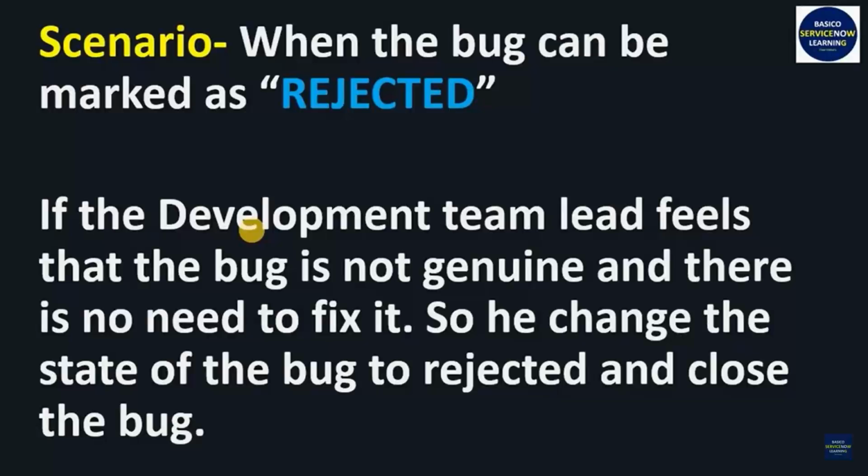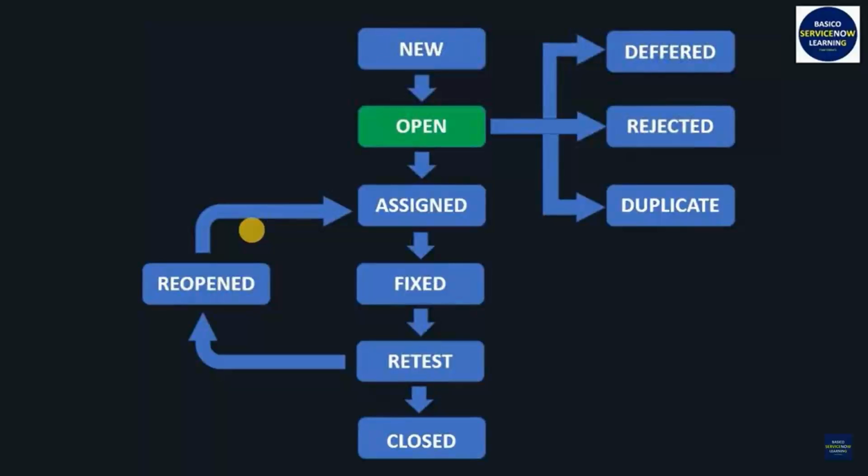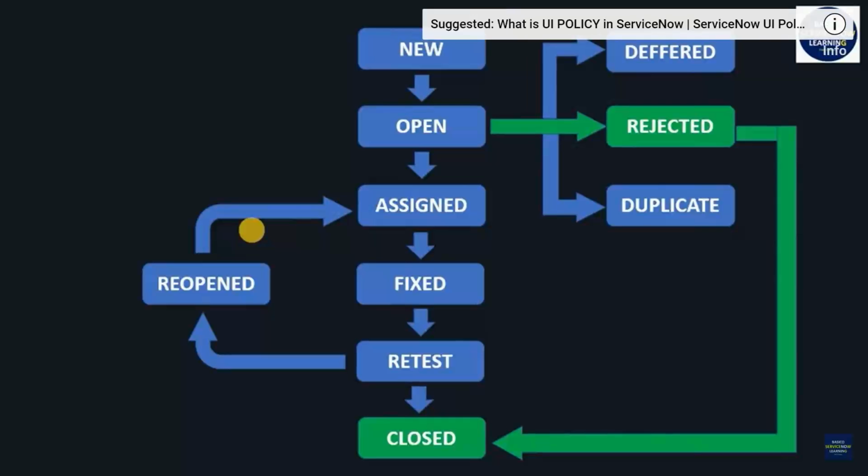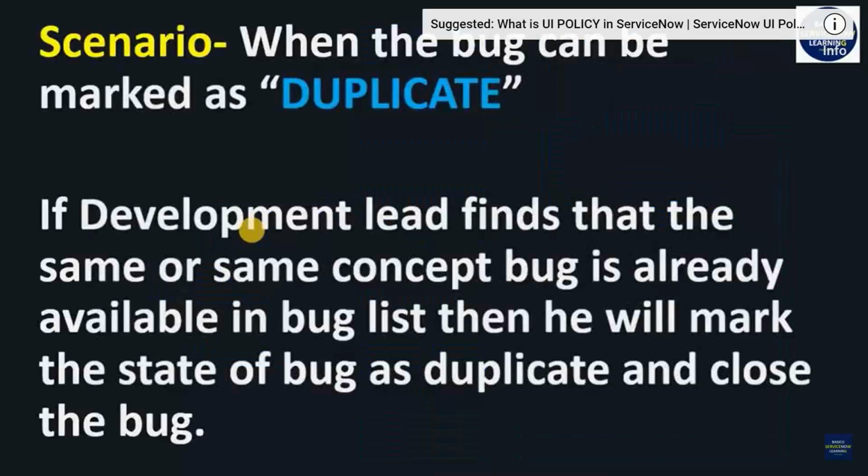Okay, so let's see it in the bug life cycle. If the bug is in open state and discussion is going on with the development team, and he finds that the bug is not genuine, he will mark it as rejected. The state changes to rejected, and then the bug is closed. So this is the cycle of how a bug gets rejected in a bug tool. Okay, let's move to a new scenario.